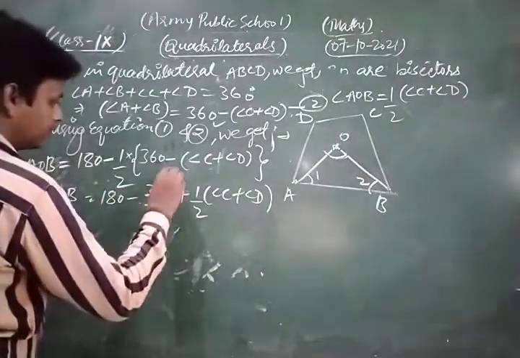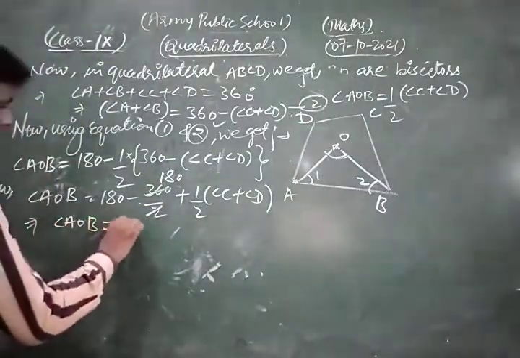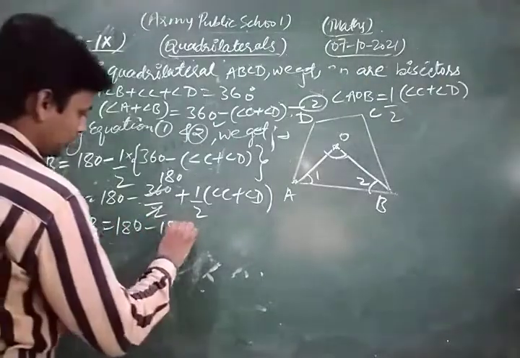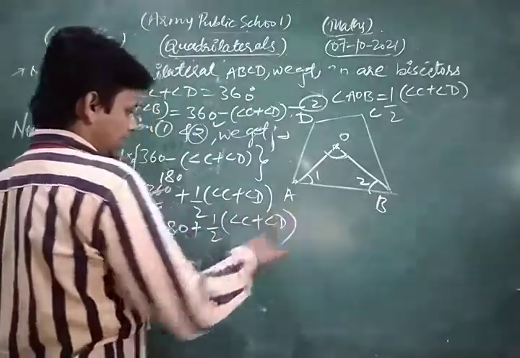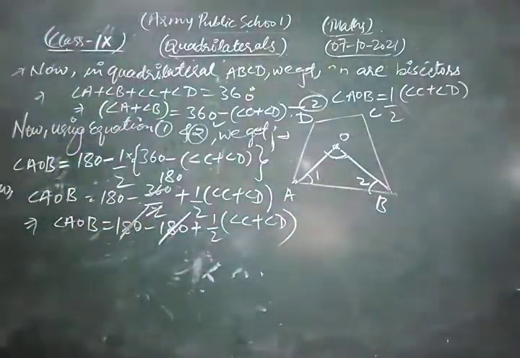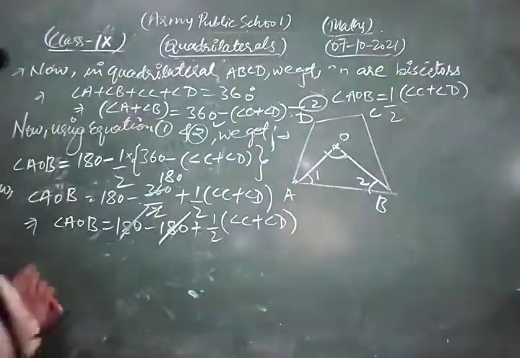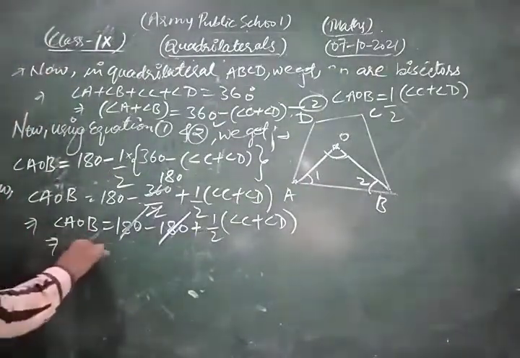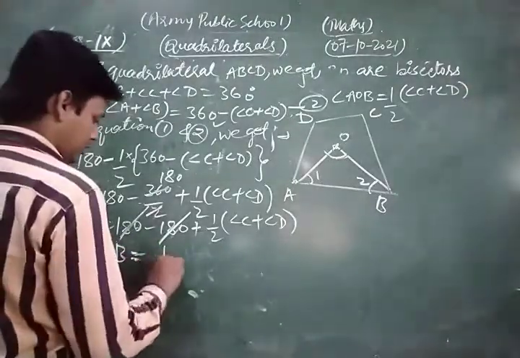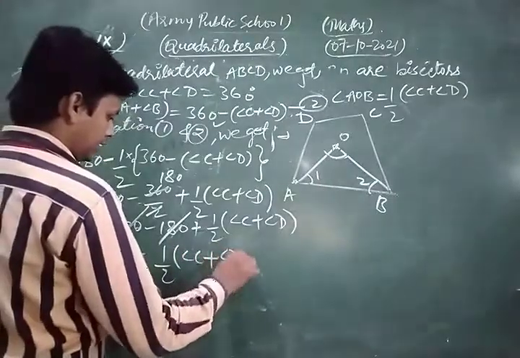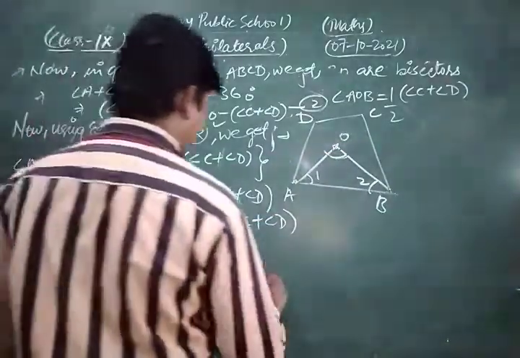So this is 180. So angle AOB is equal to 180 minus 180 plus half of angle C plus angle D. Now look, plus 180 and minus 180 cancel each other, dear friends. So we get, look, the value of angle AOB is half of angle C plus angle D, which is our required result. Hence, proved.